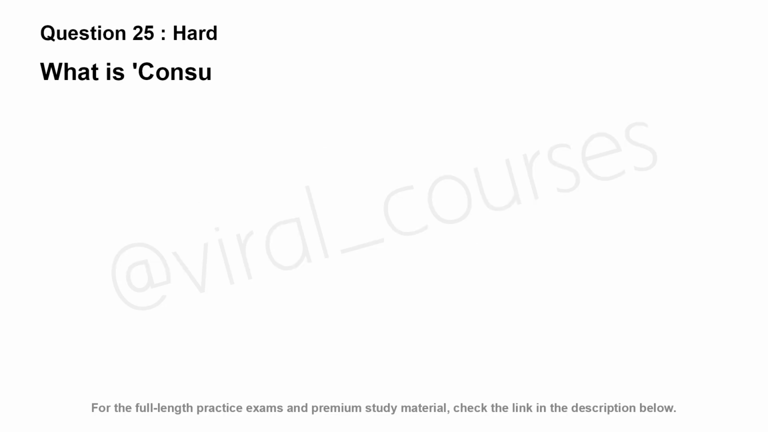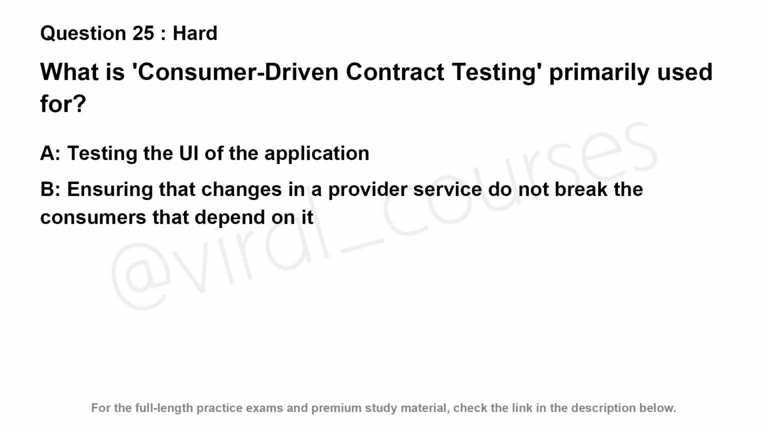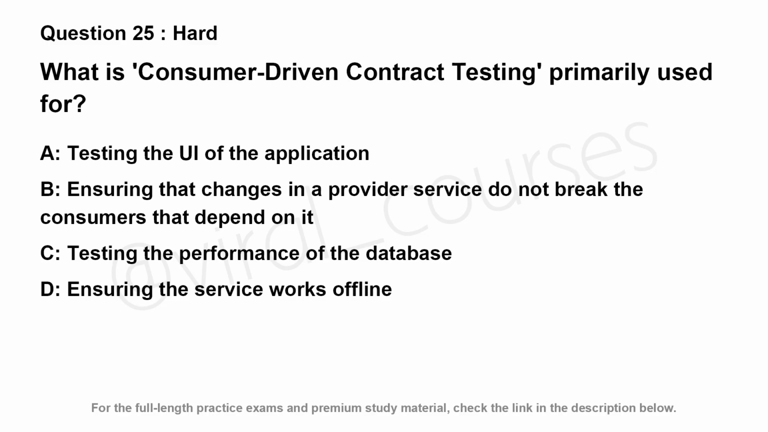What is consumer-driven contract testing primarily used for? Option A. Testing the UI of the application. Option B. Ensuring that changes in a provider service do not break the consumers that depend on it. Option C. Testing the performance of the database. Option D. Ensuring the service works offline.